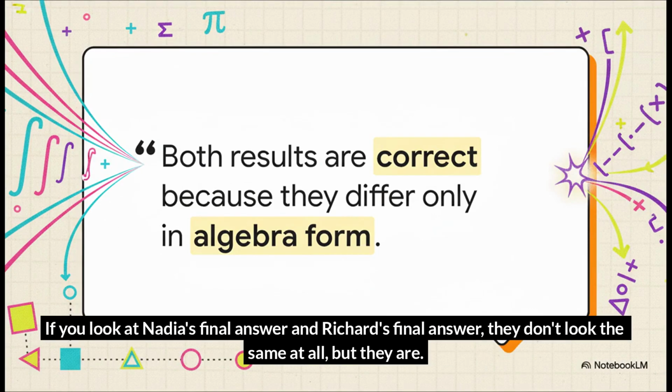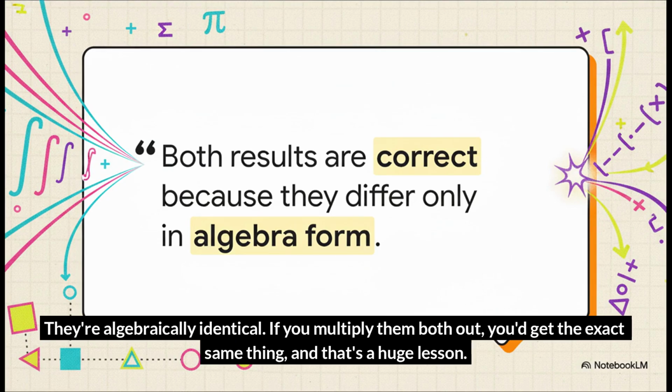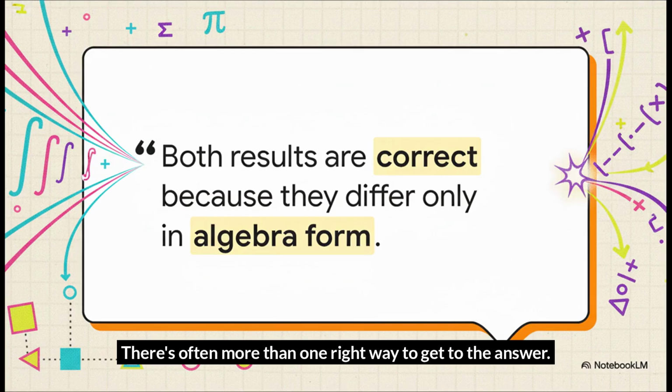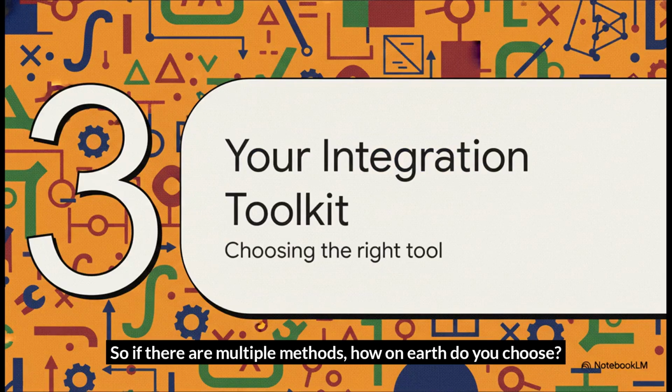If you look at Nadia's final answer and Richard's final answer, they don't look the same at all, but they are. They're algebraically identical. If you multiplied them both out, you'd get the exact same thing. And that's a huge lesson. There's often more than one right way to get to the answer. So if there are multiple methods, how on earth do you choose?